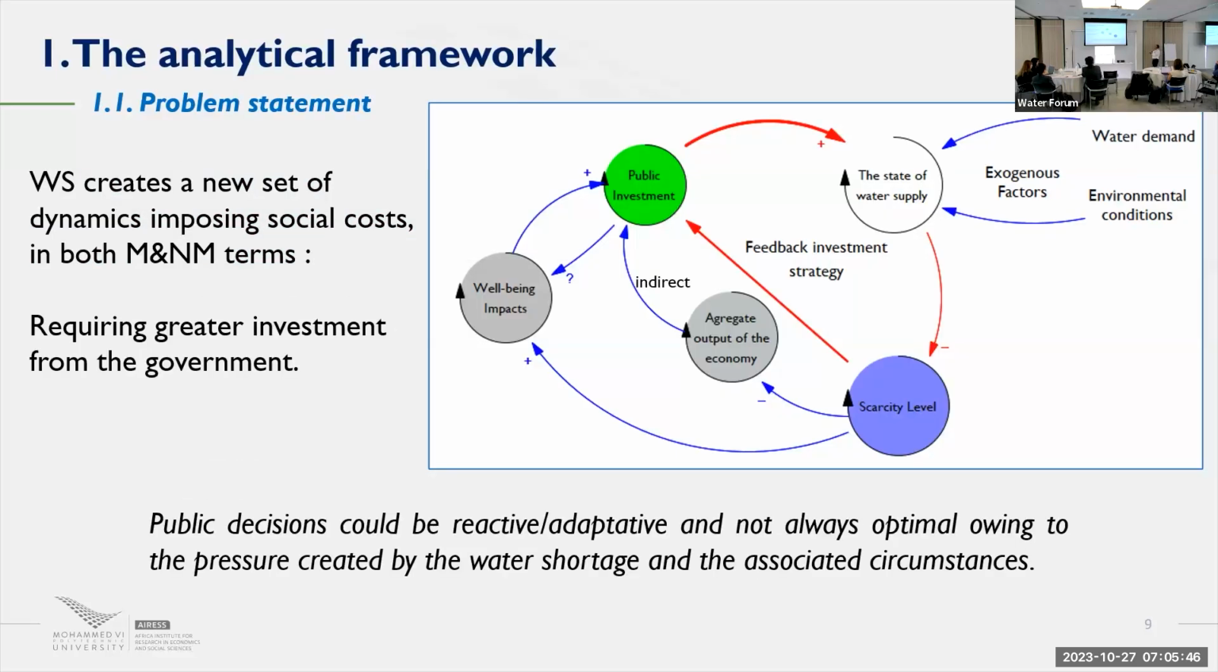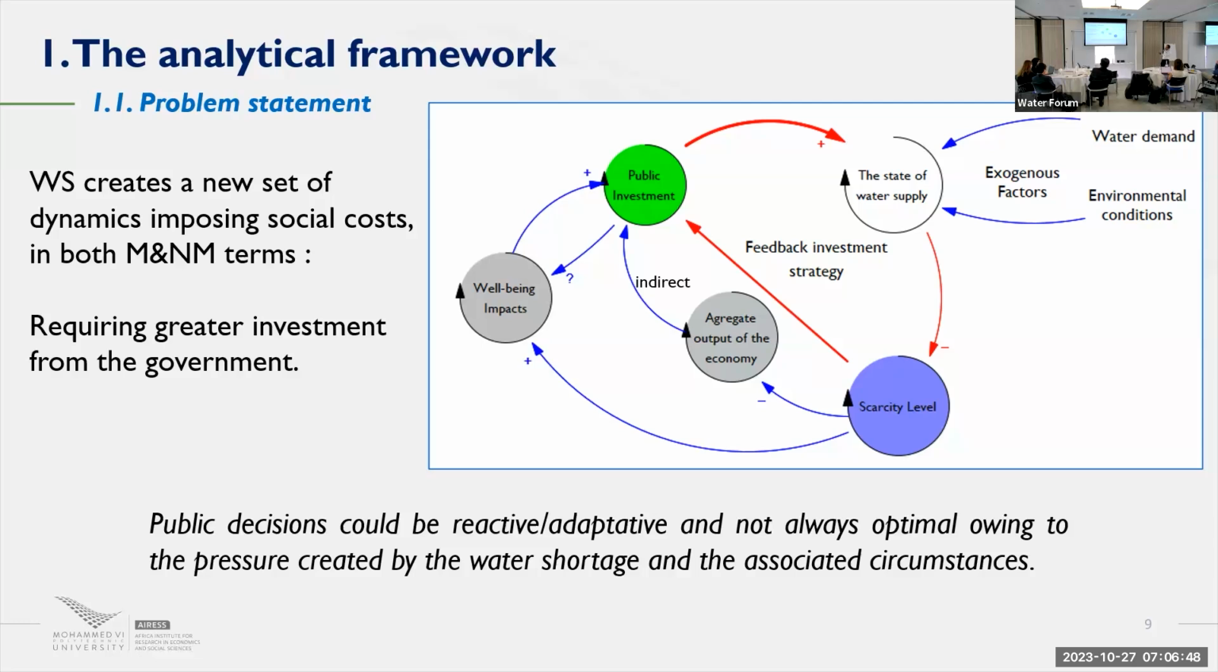The assumption we start with is that there is a state of water supply in every economy that is governed or influenced by external or exogenous factors, mainly water demand and environmental conditions prevailing within this context. This state of water supply, in interaction with demand, defines the scarcity level. And if we set a public investment strategy based on scarcity level observation, then investment will be defined accordingly. In addition, we introduce the possibility of social pressures or social claims, because when there is water scarcity, societies start to ask governments to make efforts in terms of investment to ameliorate the situation.